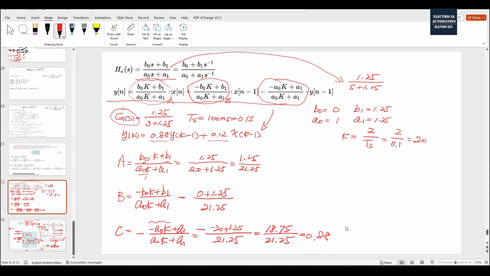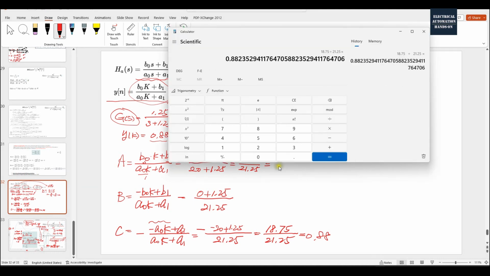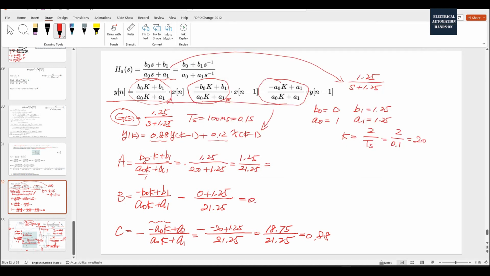And then this one is equal to what? So let's calculate. 1.25 over 21.25 is equal to 0.0588. Okay, 0.0588. Then I'm temporarily writing it down here, 0.0588.